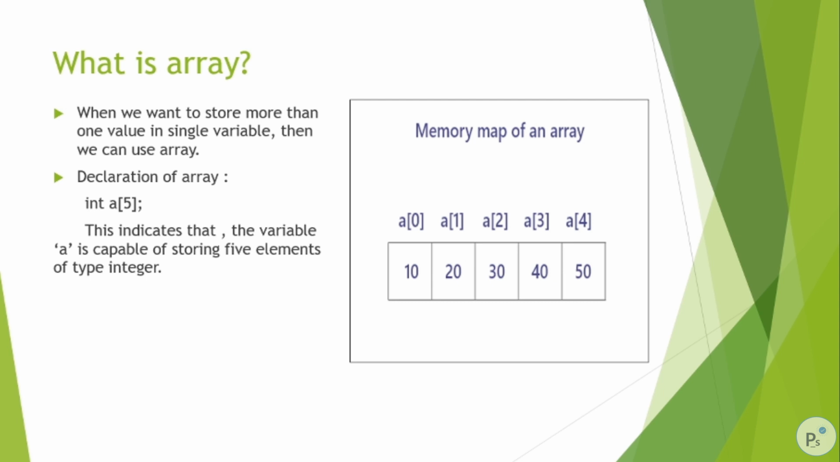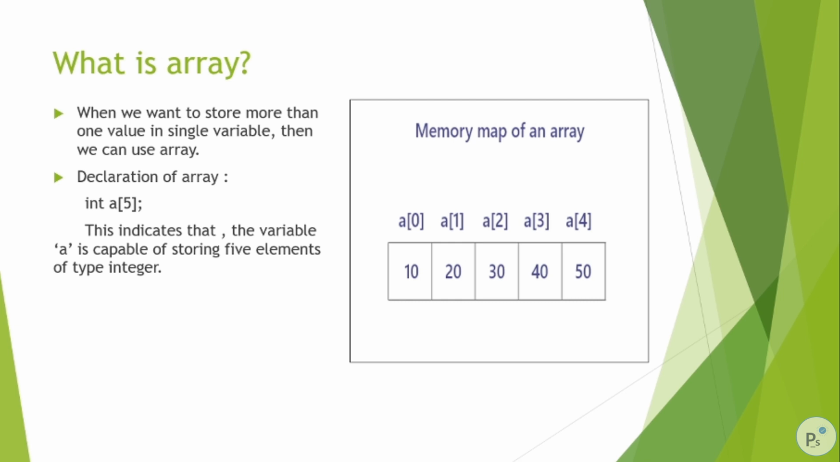When we want to store more than one value in a single variable, then we use arrays. Meaning, if you want to store multiple values in a series in a single variable of the same data type. The same data type means if we are entering 10, 20, 30 as integer type, then the data type should be integer when we are declaring the array. Okay, that's what is meant by array.